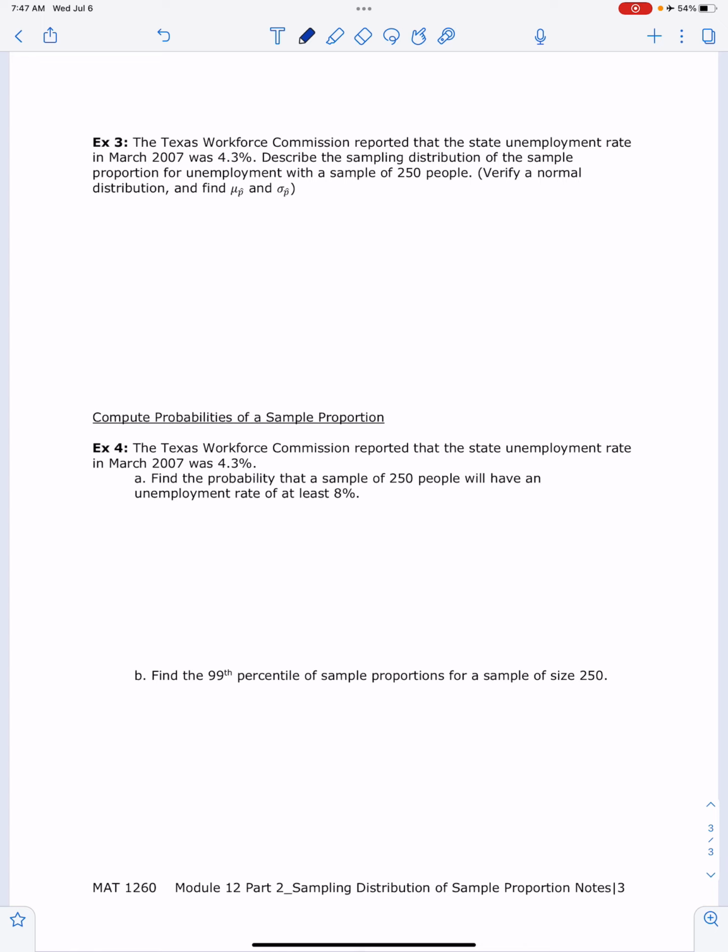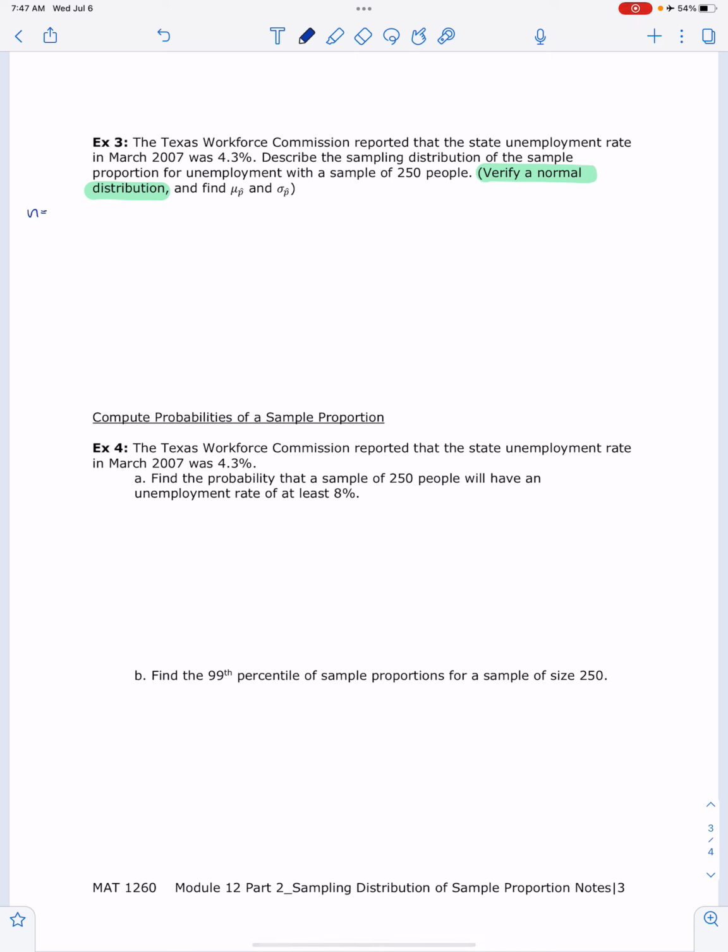So example 3: the Texas Workforce Commission reported that the state unemployment rate in March 2007 was 4.3%. We want to describe the sampling distribution of the sample proportions for unemployment with a sample of 250 people. Again, it asks us to verify the normal distribution, so we're going to do that first. And then we're going to find the mean of our sample proportions and the standard deviation for our sample proportions.